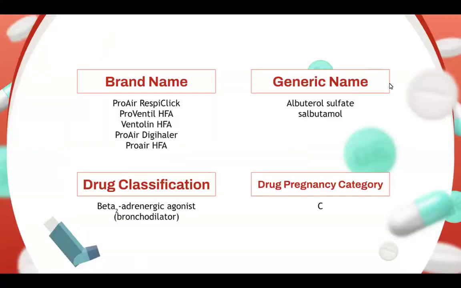Albuterol's generic name is albuterol sulfate or salbutamol. It goes under a couple of different brand names, including ProAir Respiclick, Proventil HFA, Ventolin HFA, ProAir Digihaler, and ProAir HFA. The drug classification is a beta-2 adrenergic agonist, also known as a bronchodilator, and its drug pregnancy category is C.